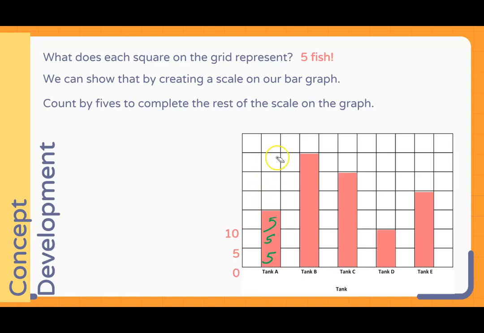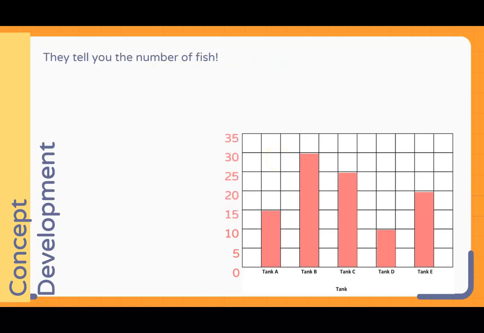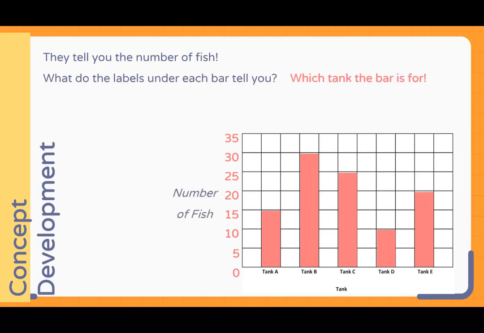So then we'll just, well, we did this already. So we labeled on the side. Okay. Tell us how many number of fish, right? The label on each bar tells you what tank it is. Tank A, B, C, D, E. The title, number of fish at Sal's pet store. So if you didn't get this done earlier, you can copy it here also.